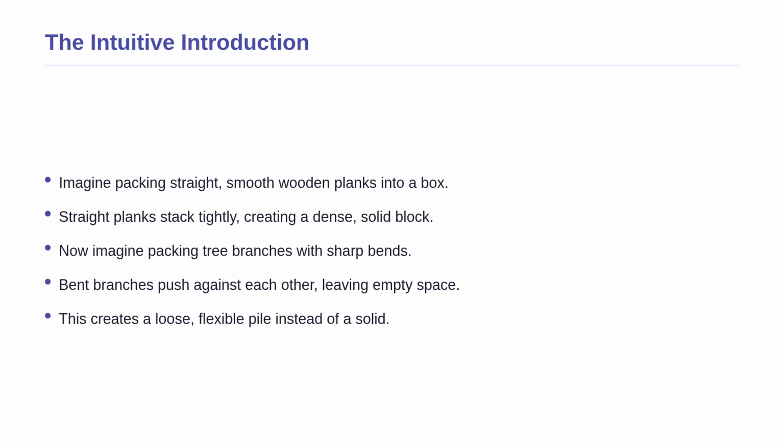Let us start by building some intuition. Imagine you are trying to pack a box full of straight, perfectly smooth wooden planks. Because they are straight, you can stack them tightly together, leaving almost no empty space, which creates a dense and solid block. Now, imagine trying to pack a box with tree branches that have sharp bends or kinks in them. No matter how hard you try, the bent branches will push against each other, leaving lots of empty space and creating a loose, flexible pile. This exact same principle applies to the fats in our food and our bodies.